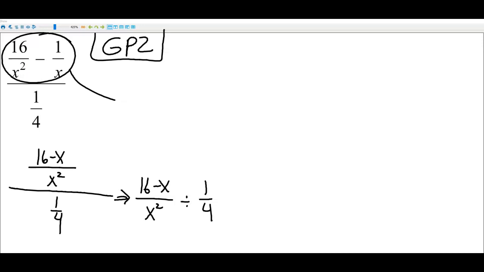Yeah, there you go. So we're going to do same, change, flip. So it's going to be 16 minus x over x squared. Keep, change, flip.